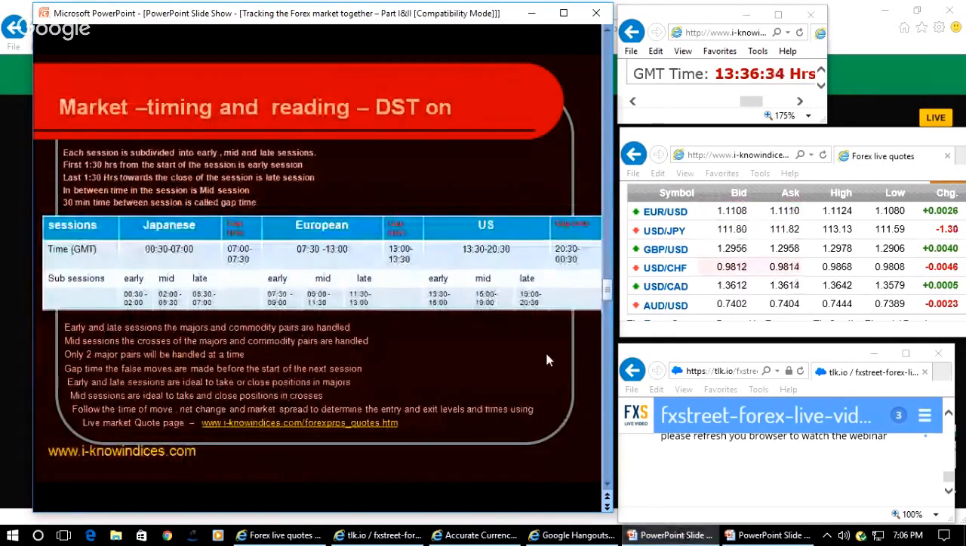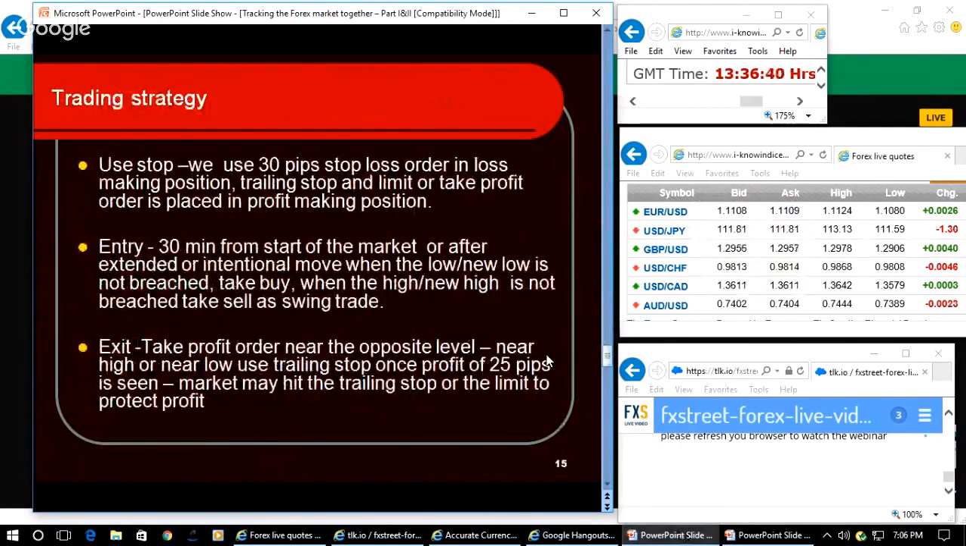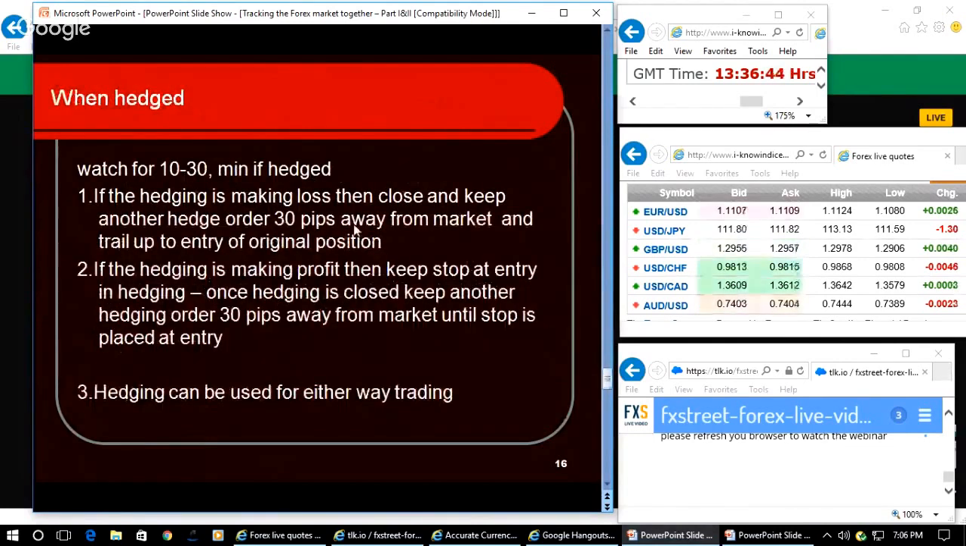Market timings, I explained to you, and also how to read the live market code page and the type of moves, and also how we can handle the hedging. That is, in the event if the position is hedged, when the hedging is not making profit for 30 minutes of our observation, we close the hedge with 2-3 pips loss and keep another hedge order to limit the risk.